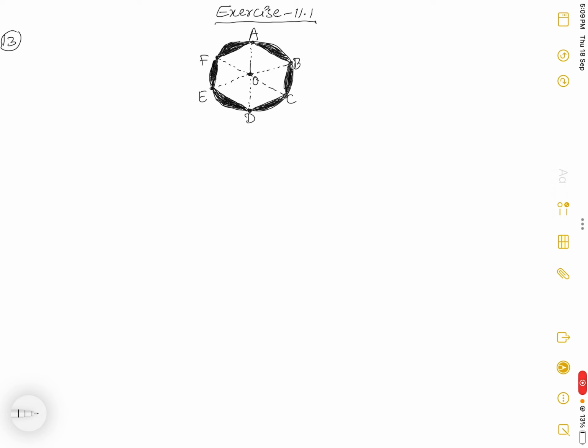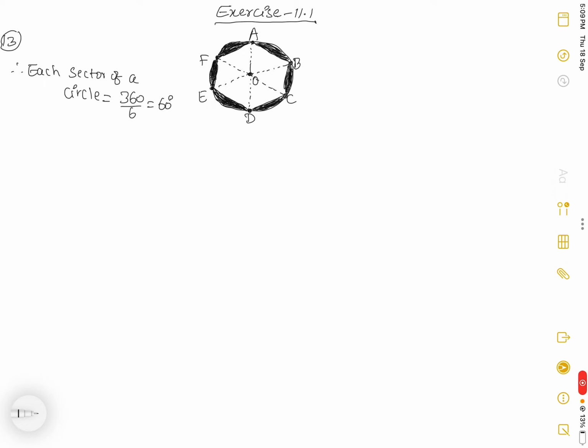In this problem, the 6 designs of the table cover are 6 sectors of a circle. Therefore, each sector of the circle has an angle equal to 360 by 6. That means we get 60 degrees.